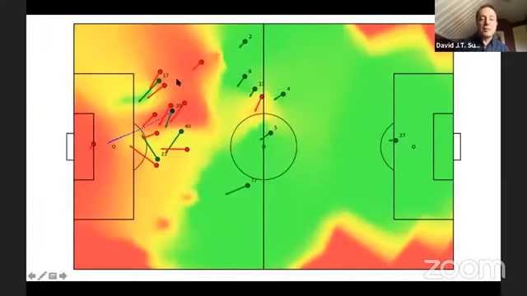And we can calculate the probability that the blue line here, the trajectory of the actual pass, would succeed. You can see all the positions of the players. Green means high pass probability, red means low pass probability. And so his actual pass selection was quite a low probability.